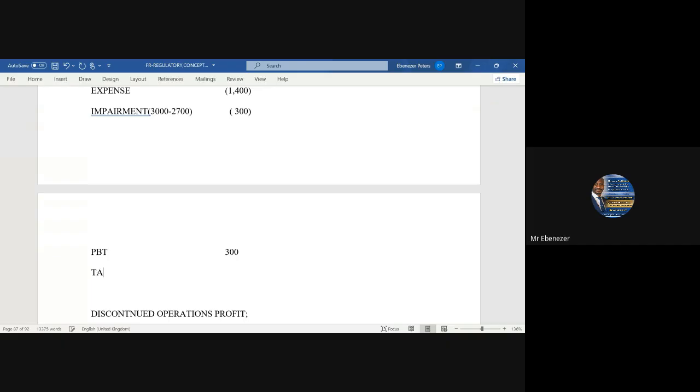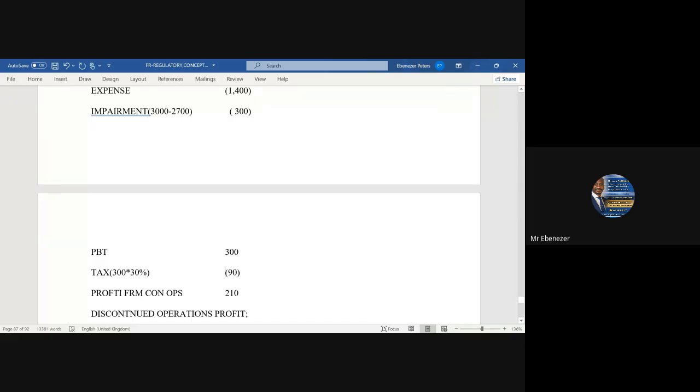Then you charge tax. What was the rate of tax they gave us? 30%. So what will be the tax? 90. So you have profit from continuing operations. How much is that? 210. 210 will be the profit from continuing operations.